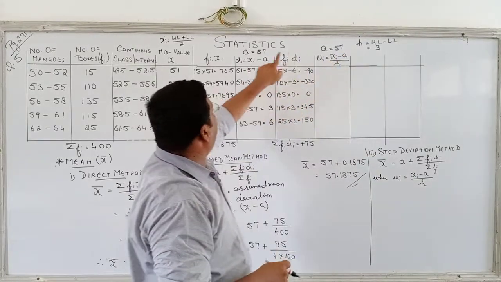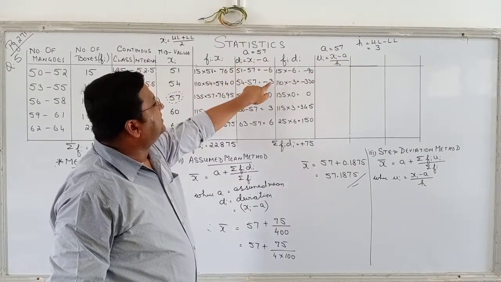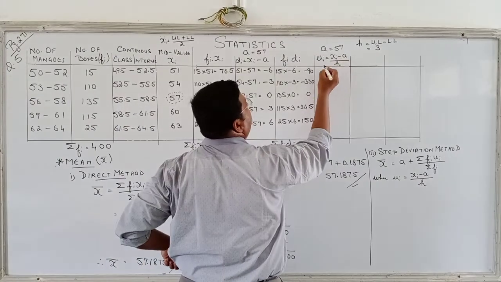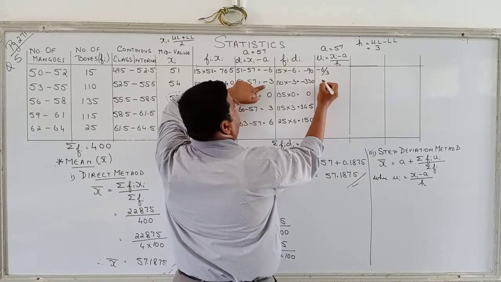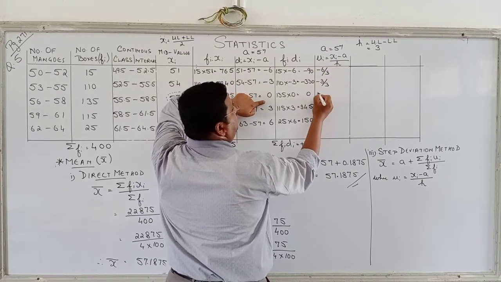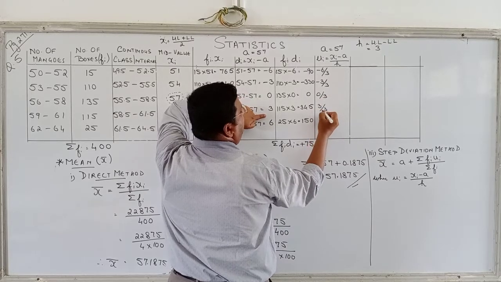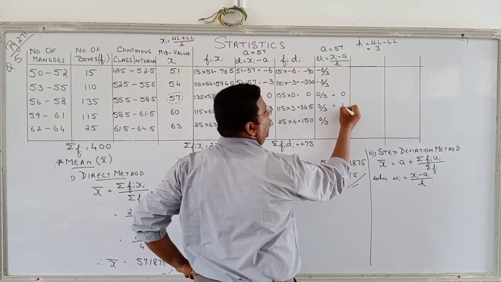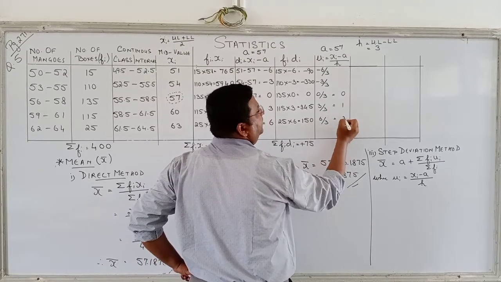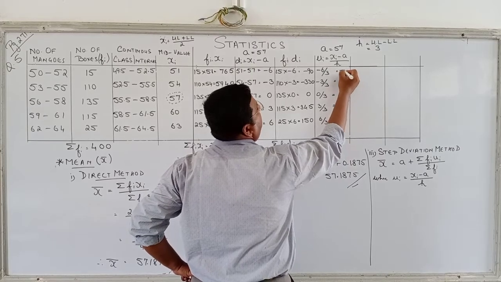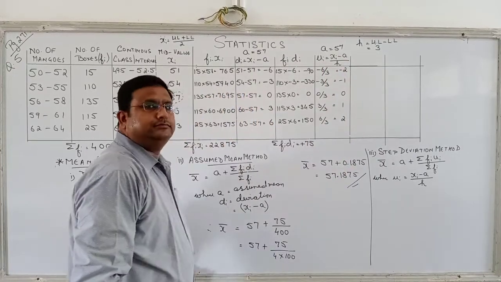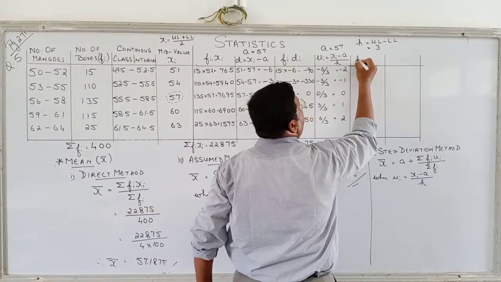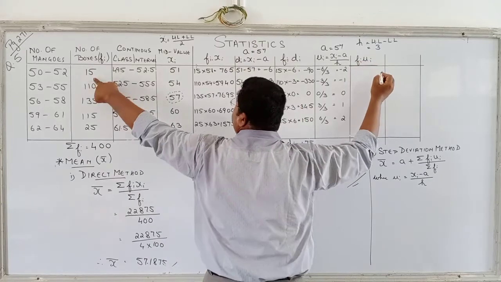So Xi minus A, we already calculated. Xi minus A: minus 6, minus 3, 0, 3, 6. It's already there, so can we directly do it? Xi minus A: minus 6 upon 3, minus 3 upon 3, 0 upon 3, 3 by 3, 6 by 3. 0 upon 3 is 0, 3 by 3 is 1, 6 by 3 is 2. This will be minus 2, this will be minus 1. Clear? Now, Fi into Ui.